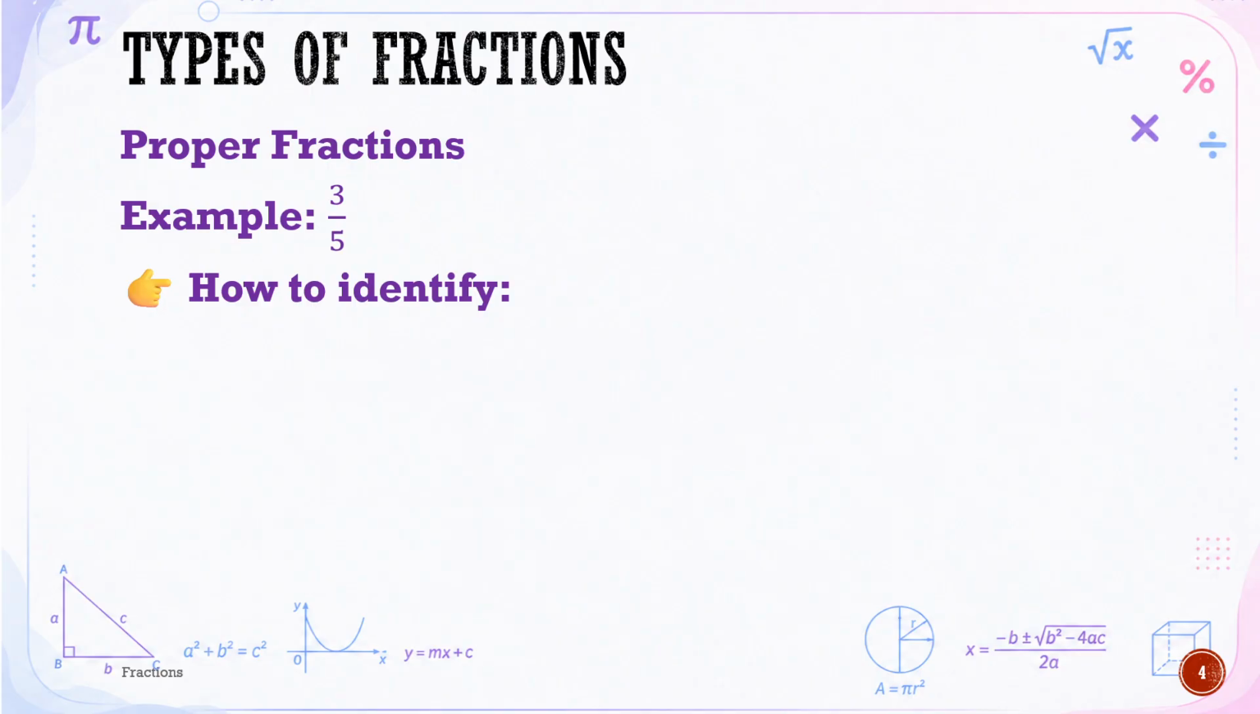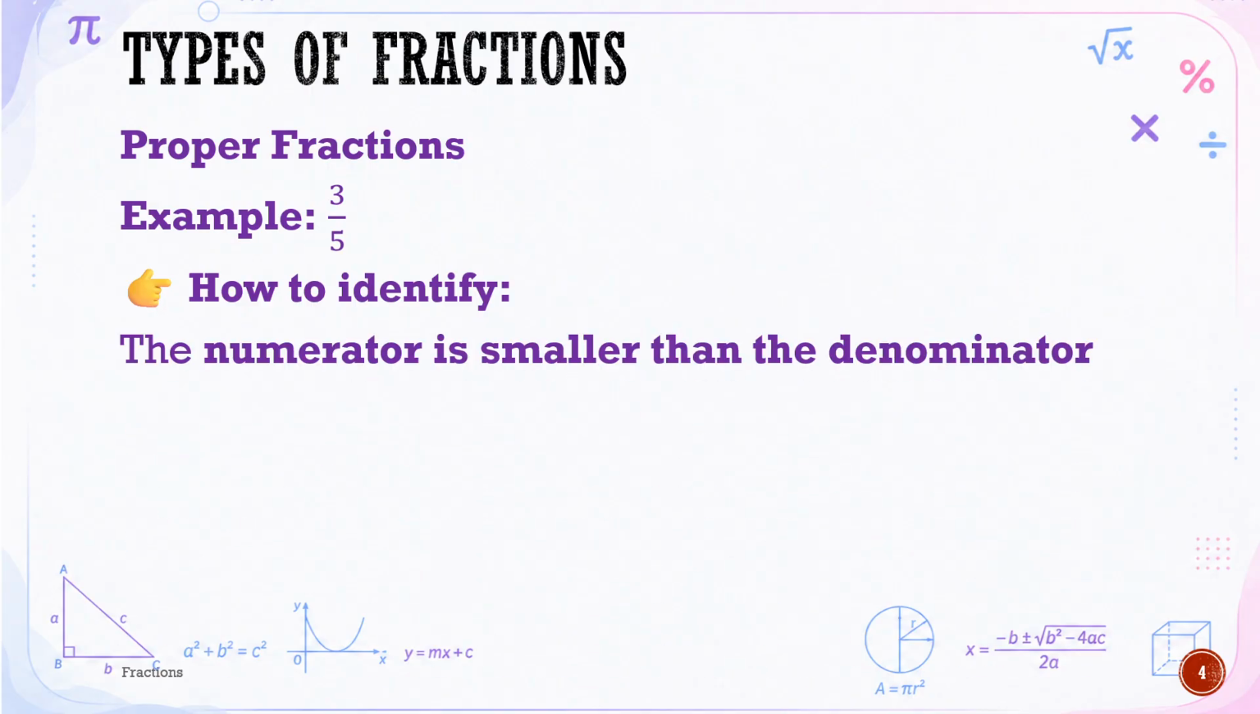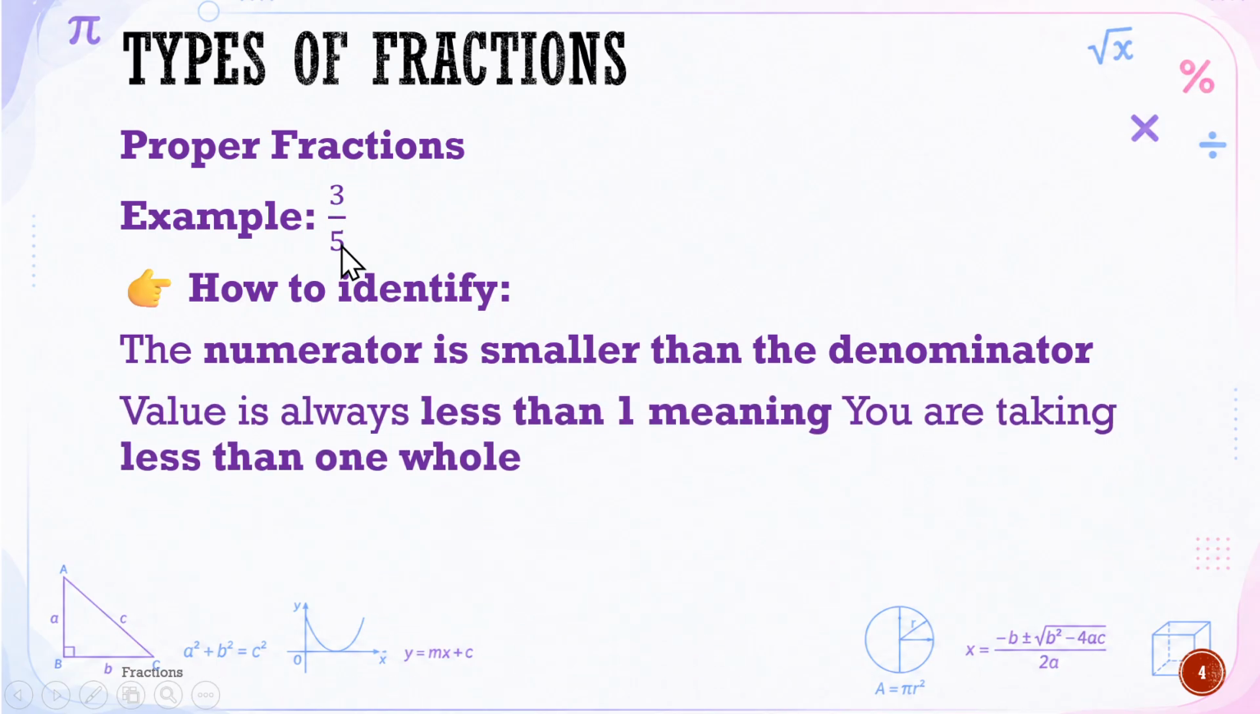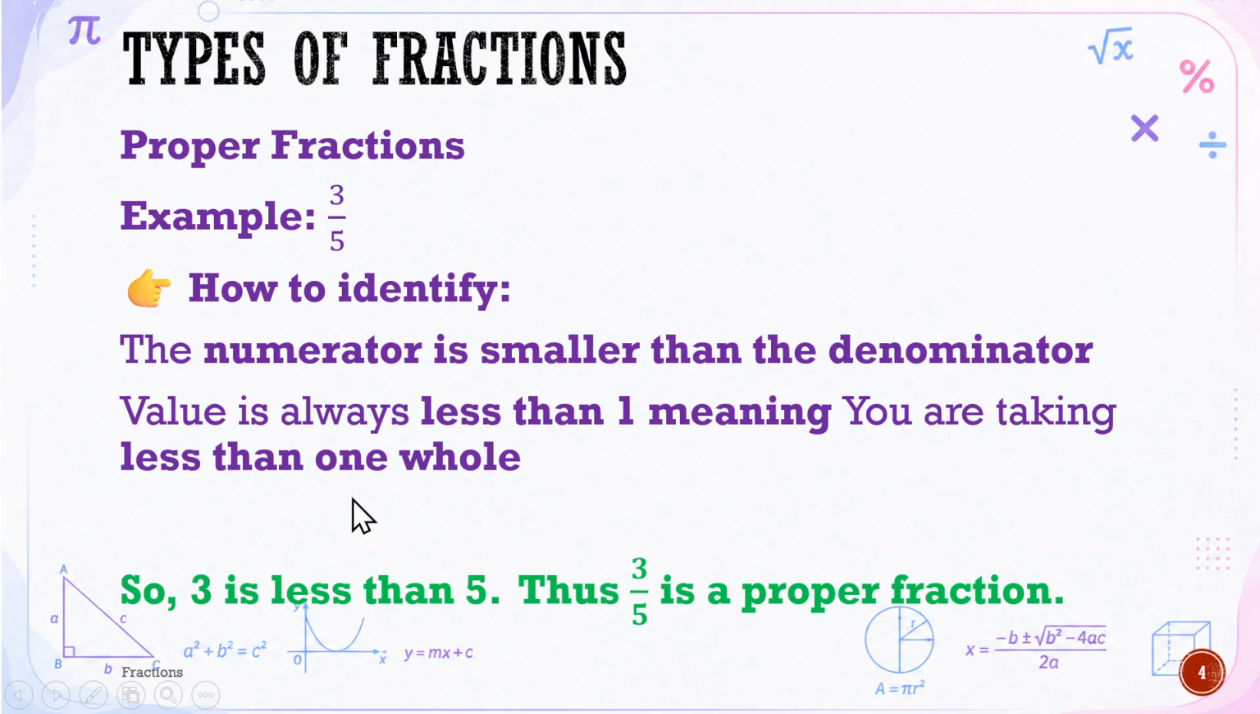To identify a proper fraction, you need to check that the numerator is smaller than the denominator. So here 3 is smaller than 5, meaning the value at the numerator, the value taken from the whole 5 parts, is less than the complete part, right? So I'm taking 3 out of 5. You're basically taking less than one whole, which is 5. As 3 is less than 5, thus 3 by 5 is a proper fraction.